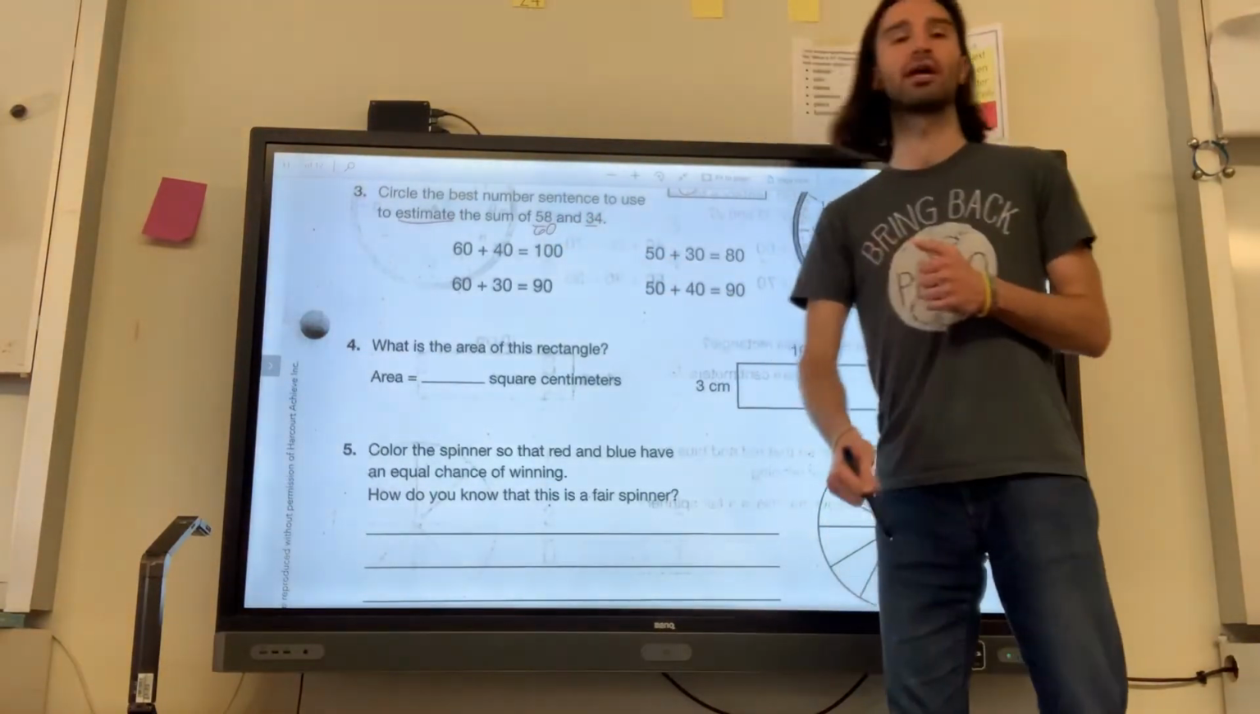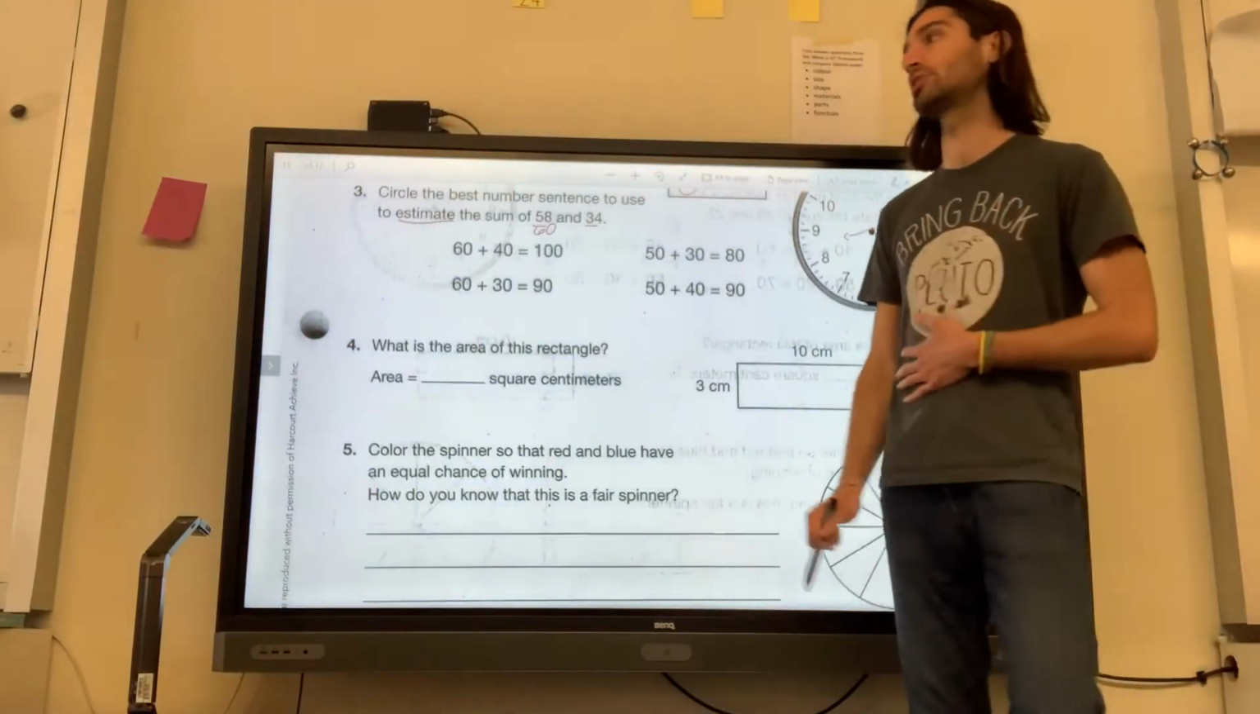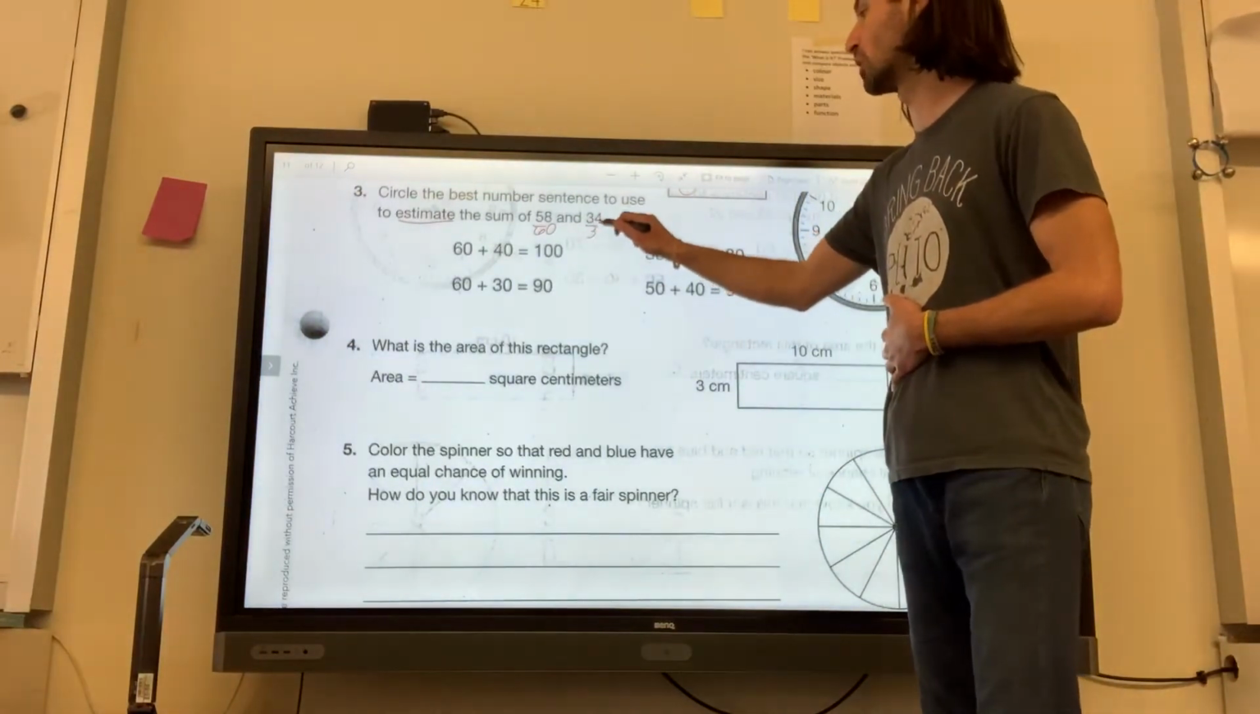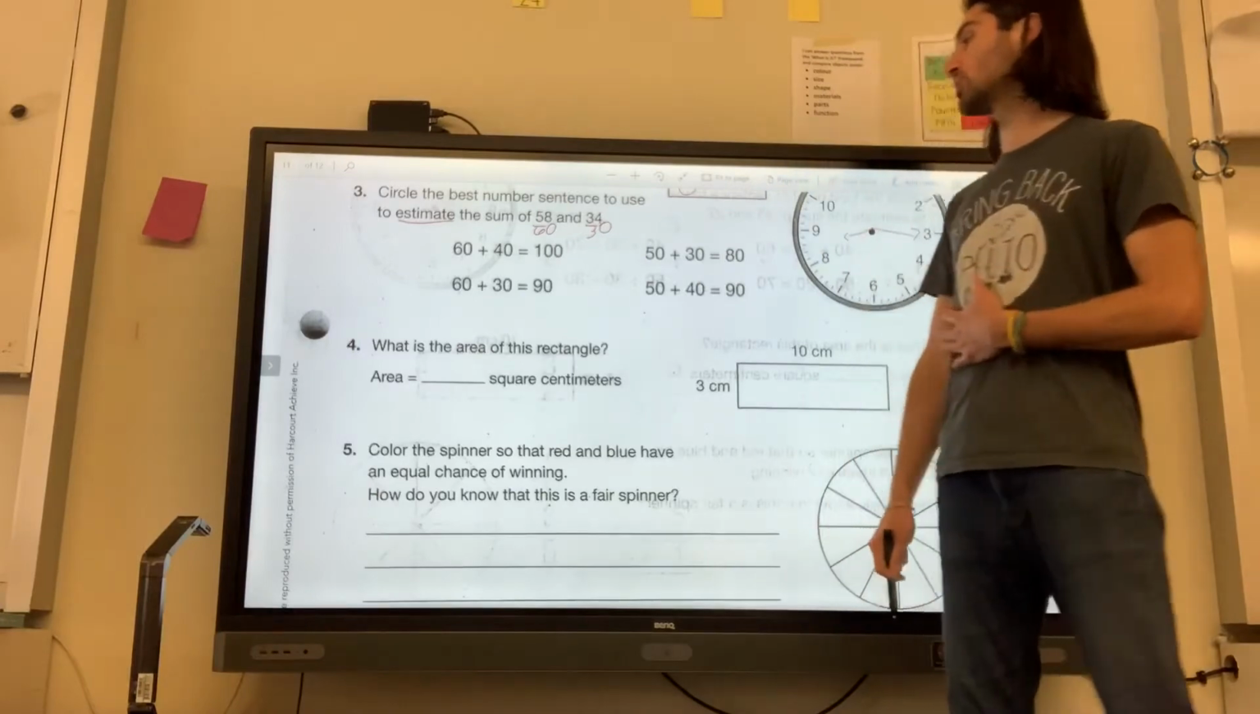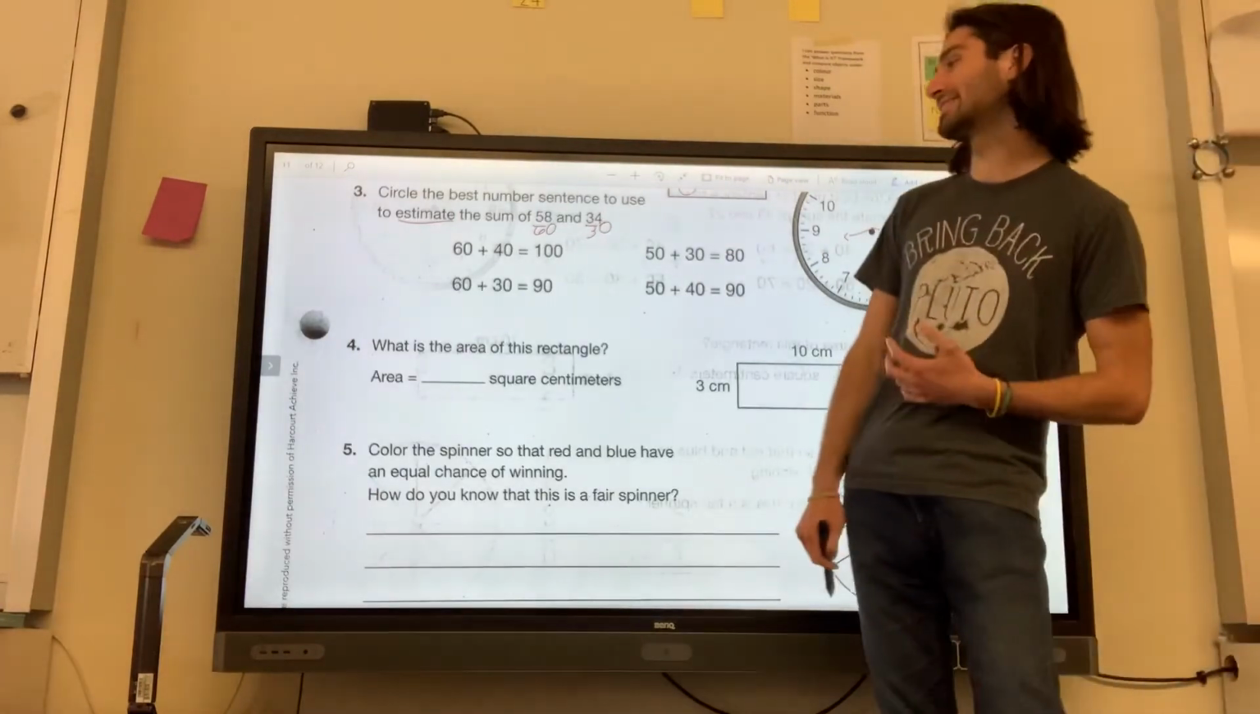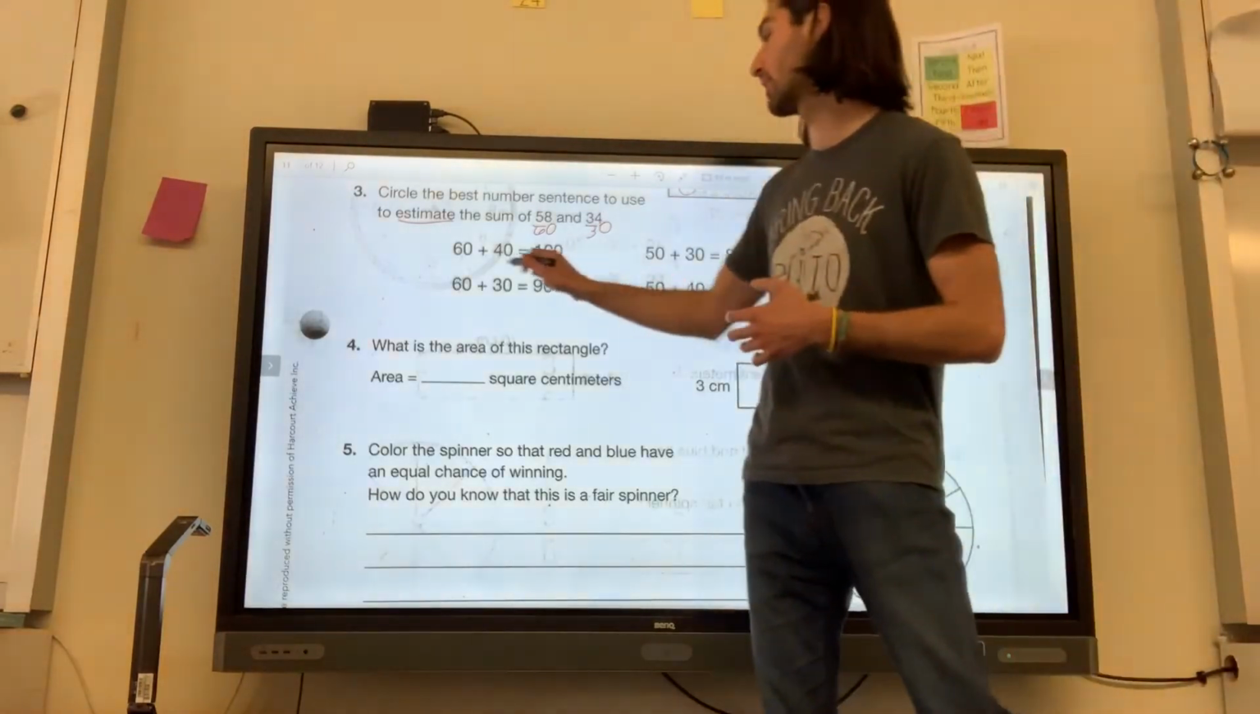What does 34 get rounded to? 34 gets rounded to 30. Good job. So what do we do with these two numbers? We have to plus them. Where is 60 and 30? Right here.